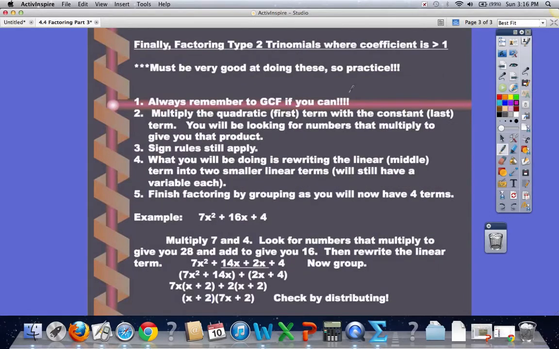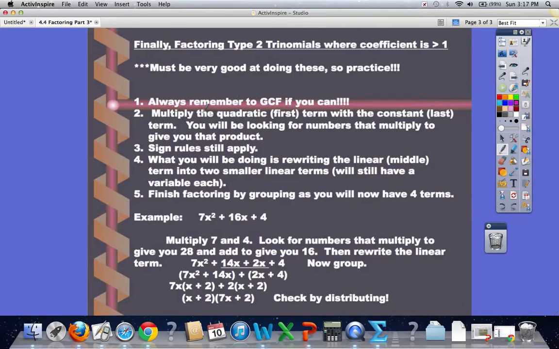Finally, factoring type 2 trinomials, where the coefficient is greater than 1. You need to be very good at doing these, so you need to practice them. There are several different things you need to remember, and we have to factor these a little bit differently. You always need to remember to GCF first, if you can. That's true for any type of factoring problem. That is the number one rule.